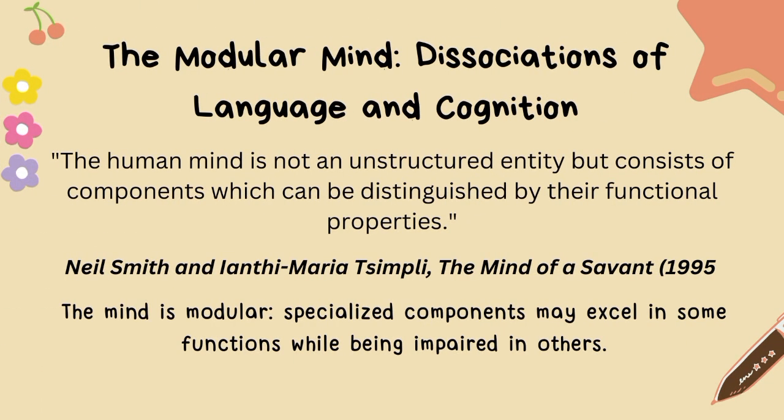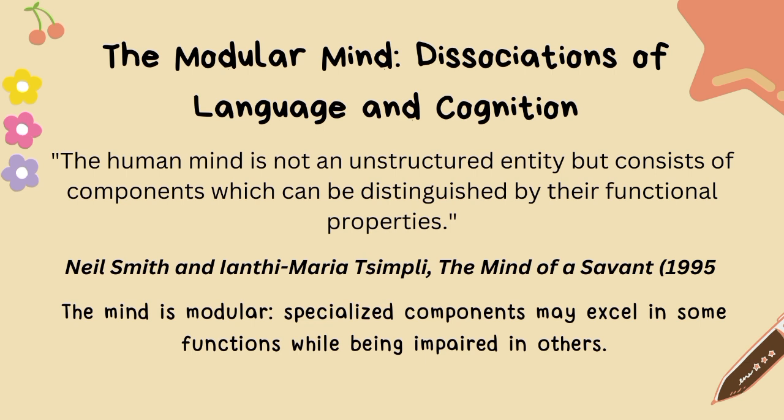Hello everyone, I'll be discussing the modular mind, the dissociations of language and cognition. So let's start with the idea of the modular mind, which comes from the field of cognitive science. The basic idea is that our mind isn't one big, uniform system.